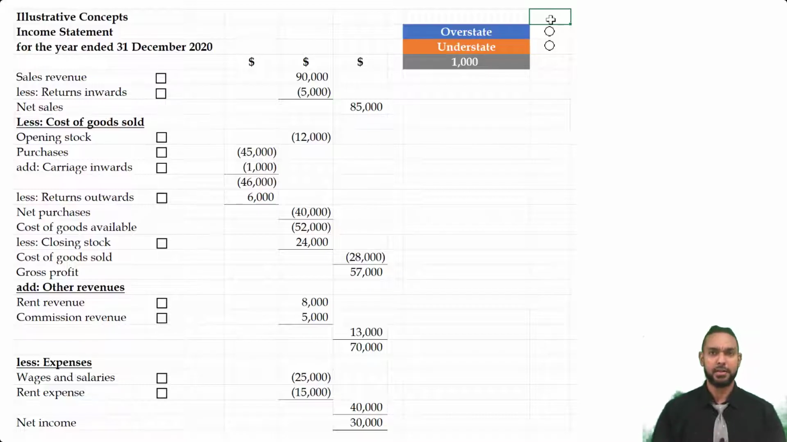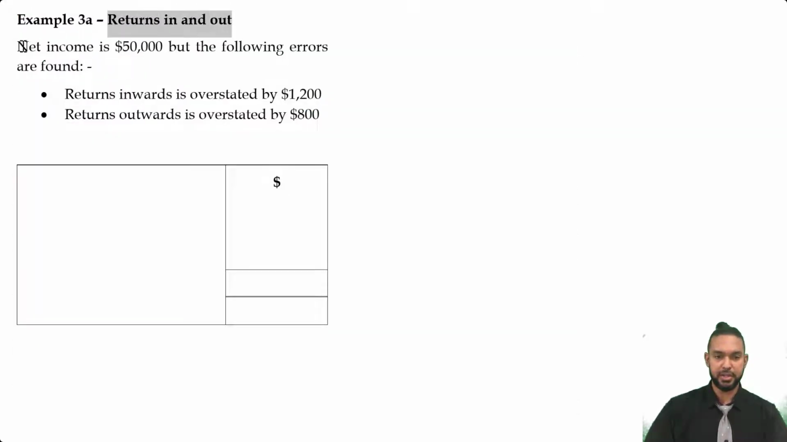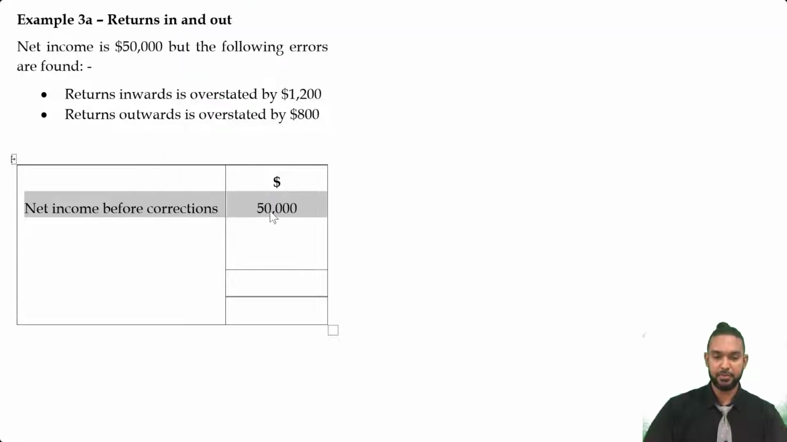All right, let's go back to the Word document and take a look at how we would do a statement to correct the issues with these two returns items. Okay, so returns in and out, net income is 50,000, but the following errors are found. Returns in is overstated, and returns out is also overstated. Okay, so I'm not going to write a header up here. I'm just going to start with the net income of 50.